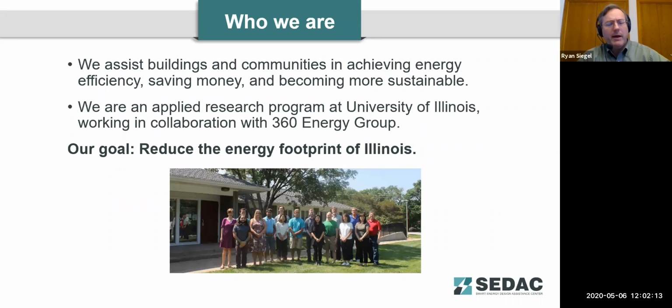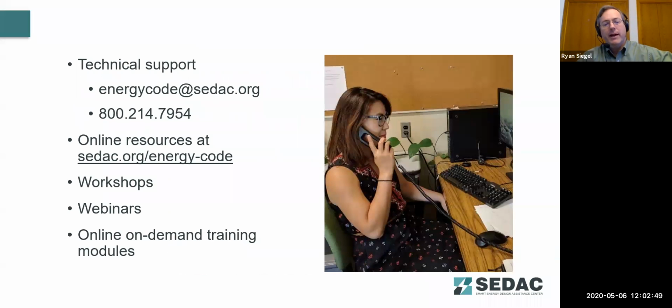So a little bit of background about who we are. Sean and I are part of the Smart Energy Design Assistance Center, or SEDAC, which is housed at the University of Illinois in Urbana-Champaign. And we also are a public-private partnership working with 360 Energy Group out of the city of Chicago. Our primary function is to reduce the energy footprint across the state of Illinois. That includes both the public and private sector of the state of Illinois. And our work with the Illinois Energy Code is part of how we look to achieve that goal.